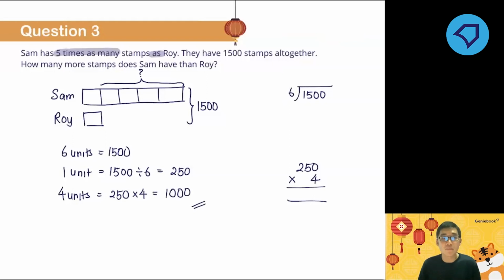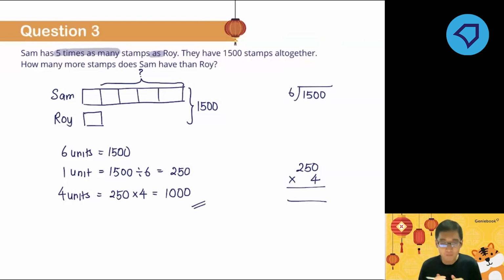Okay, so Sam has 1,000 more stamps than Roy. Take note, for questions involving more than, less than, as many as, draw a model. It's easier for you to see what you should be dividing or multiplying by. Otherwise, a lot of you will just take 1,500 divided by 5 if you didn't pay attention enough.